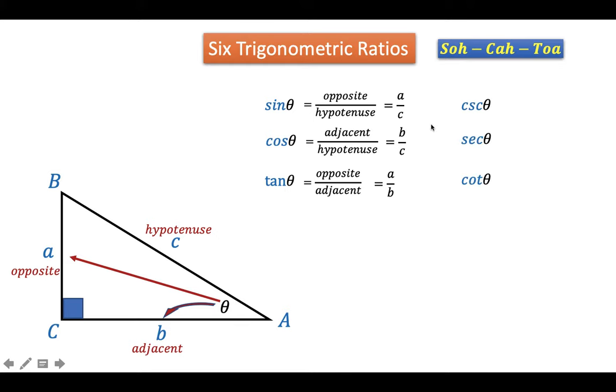Now to get the ratios of the other functions, since cosecant theta, secant theta, and cotangent theta are the reciprocals of these three functions, cosecant theta is c over a, that is the reciprocal of a over c. For secant theta, that is c over b. For cotangent theta, that is b over a.